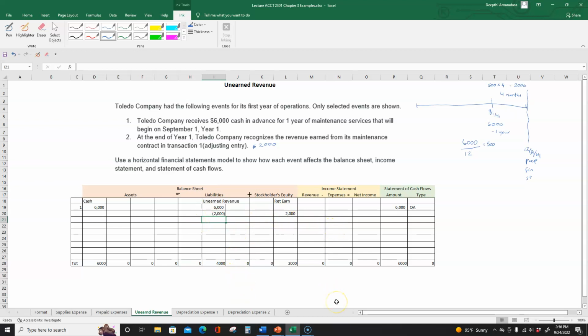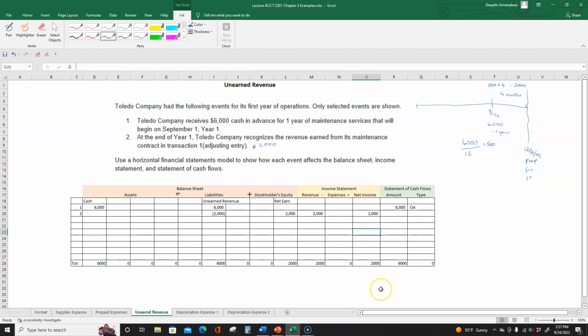Now let's look at the income statement. Did the adjusting entry have any effects on the income statement? Let me put 2 here, so this is relating to the second item. The income statement is affected if there's any revenue earned or expenses incurred. And we did have revenue earned in this adjusting entry. We had $2,000 of revenue earned, so we're going to increase our revenue by $2,000. Nothing happened to expenses, which causes net income to also increase by $2,000.